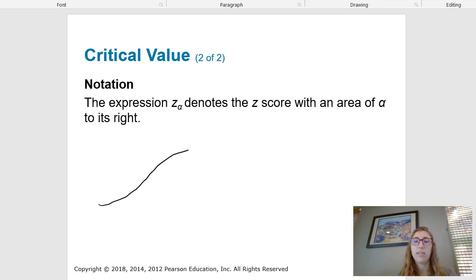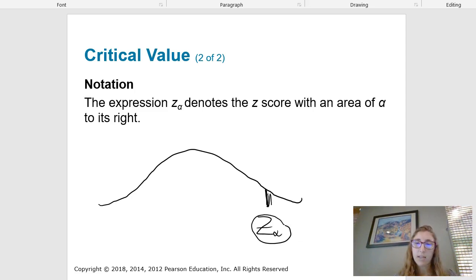So if we're looking at our standard normal distribution here, our z sub alpha is a critical value such that the area to the right of it is equal to alpha. And remember, since a critical value separates significantly low from significantly high, our alpha is always going to be an extremely small number. Very, very small, like 0.05 or 0.01 or 0.025.